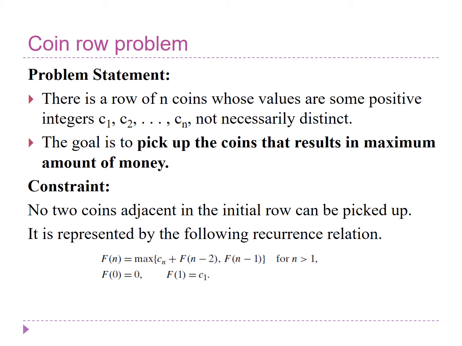The coin-row problem could be represented using the recurrence relation f of n equals max of c of n plus f of n minus 2 or f of n minus 1 for n greater than 1. And the initial values are considered as f of 0 equals 0 and f of 1 equals c suffix 1.